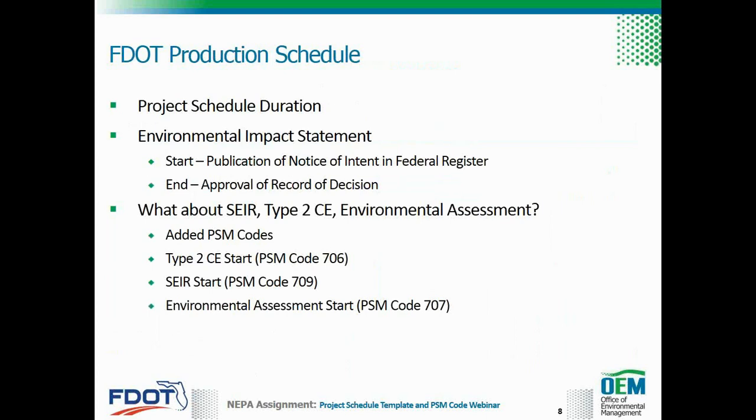Many project managers use notice to proceed in their schedule as the starting point. However, the notice to proceed is a contractual code. For example, you can receive a notice to proceed in January of 2016 in preparing an EIS, but not issue a notice of intent to prepare an EIS until June of 2017. So to clarify this situation and make sure that you're not penalized on the dashboard, OEM staff has added PSM codes for Type 2 start, SEER start, and environmental assessment start.